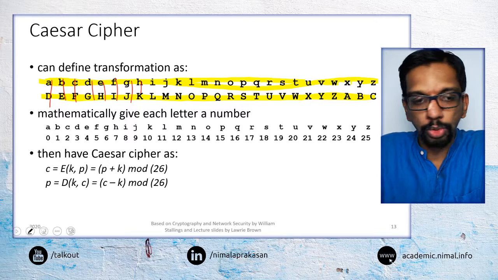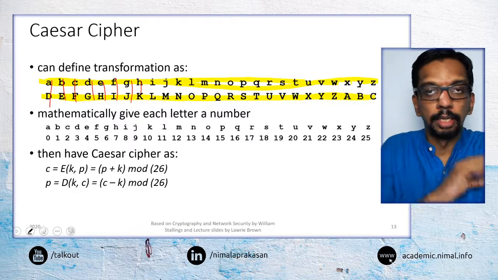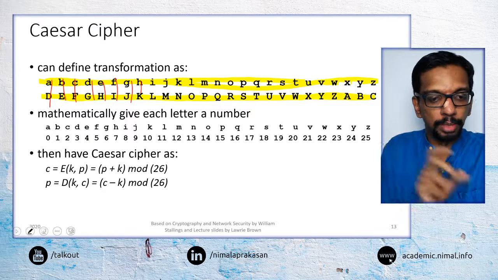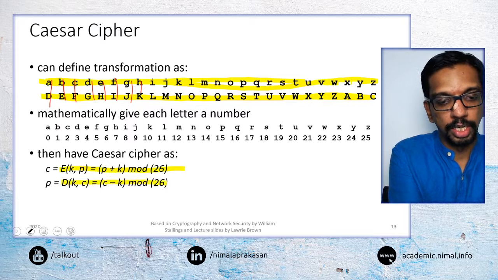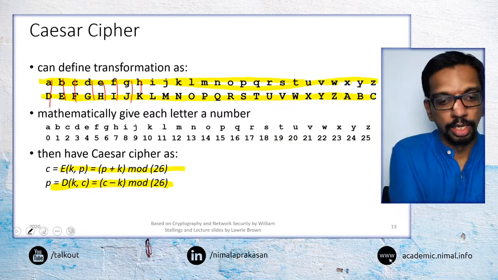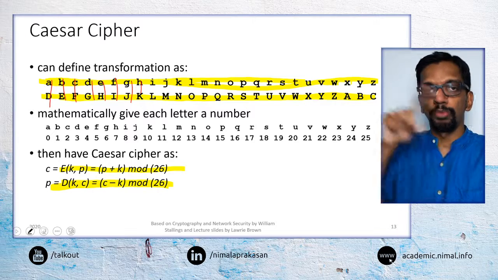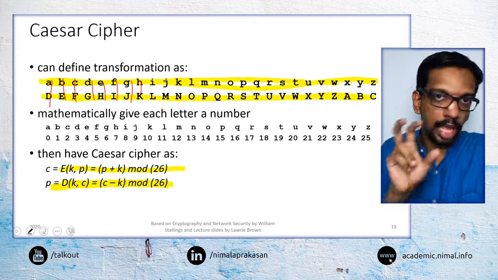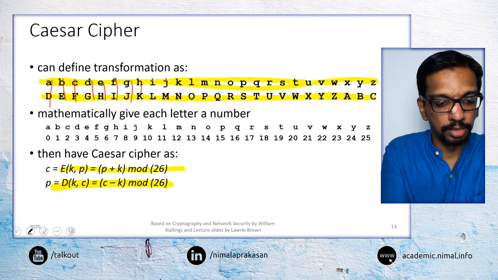We can also use numbers, if you want to put the same thing mathematically. We can use this as the encryption function and this as the decryption function. We just take the difference and we do a mod 26 to wrap around the 26 letters of the English alphabet. So that is the basic Caesar cipher.